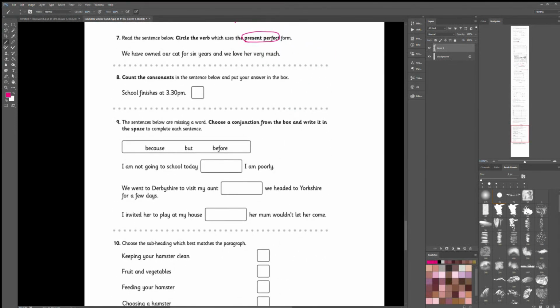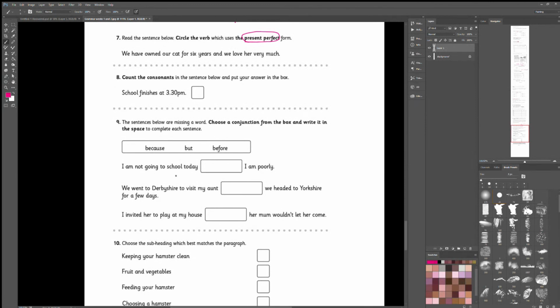Number 9, the sentences below are missing a word. Choose a conjunction, a joining word, from the box and write it in the space to complete each sentence. Have a read through. Try each one in the box if you're not sure. See which one sounds best. I'll read through them now.